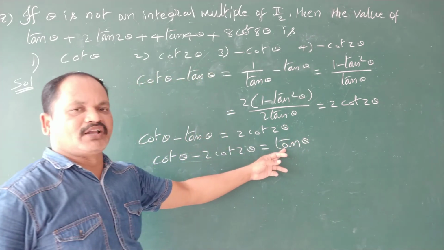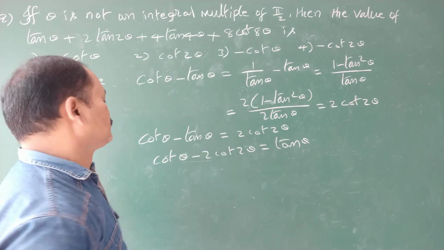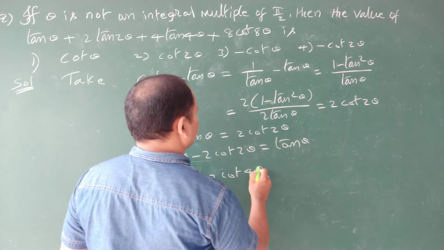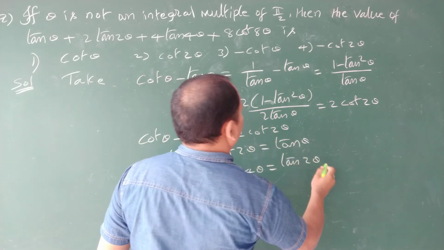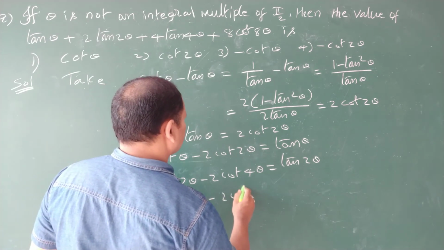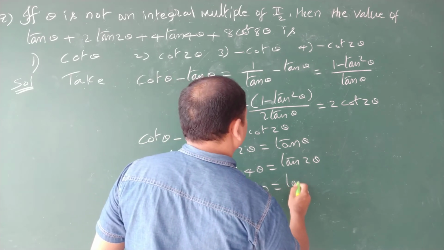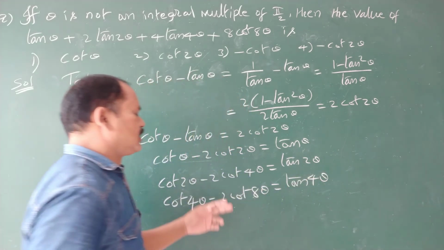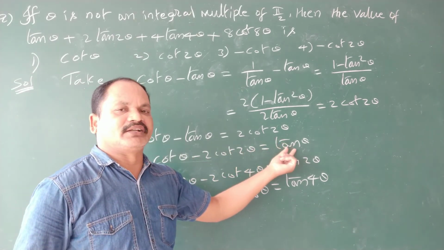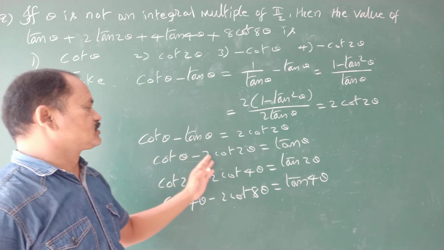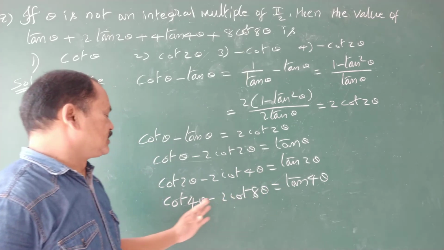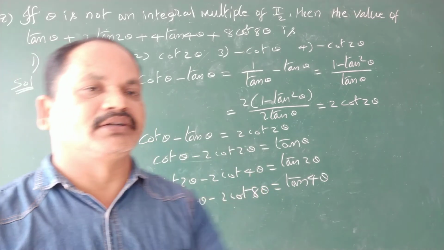So tan theta value is cot theta minus 2 cot 2 theta. Now cot 2 theta minus 2 cot 4 theta is tan 2 theta. Now cot 4 theta minus 2 cot 8 theta is equal to tan 4 theta. Are you clear, all of you? Here cot theta minus 2 cot 2 theta is tan theta, cot 2 theta minus 2 cot 4 theta is tan 2 theta, and cot 4 theta minus 2 cot 8 theta is tan 4 theta.